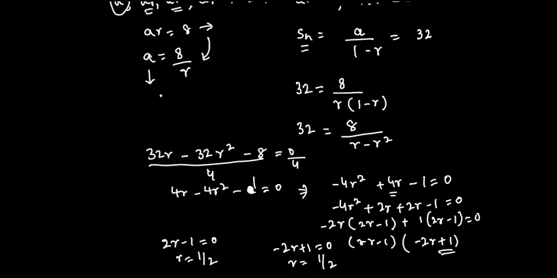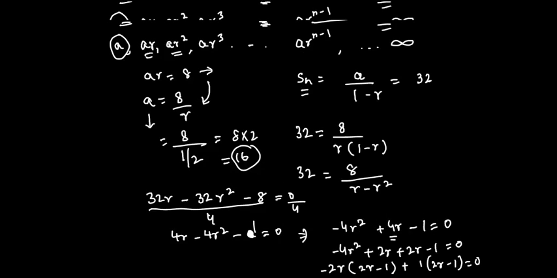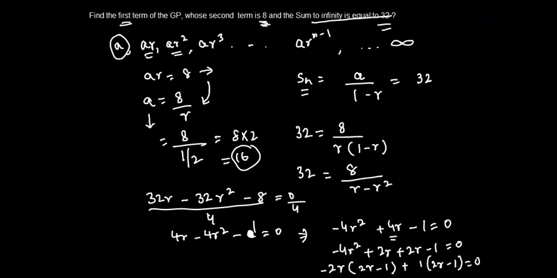We need to find out the value of A, so we can just divide this by 1 upon 2, or 8 into 2, which gives us 16. Right? So by just putting these equations, we have found out the value of the first term of the geometric progression.